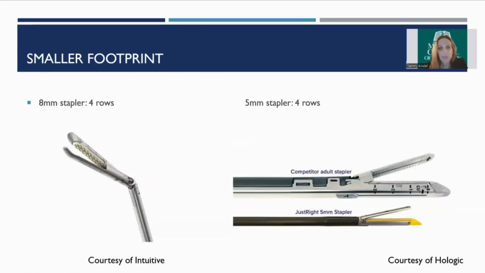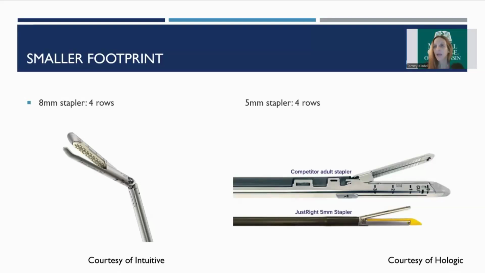And then smaller footprints is always a moving target. Intuitive has an 8mm stapler, recognizing that as your footprint gets smaller, the number of staples that you can have in rows often is compromised. So this is a 4-row stapler. Hologic also has what they have named the Just Right stapler. This is a 5mm stapler. Again, 4 rows of staples.